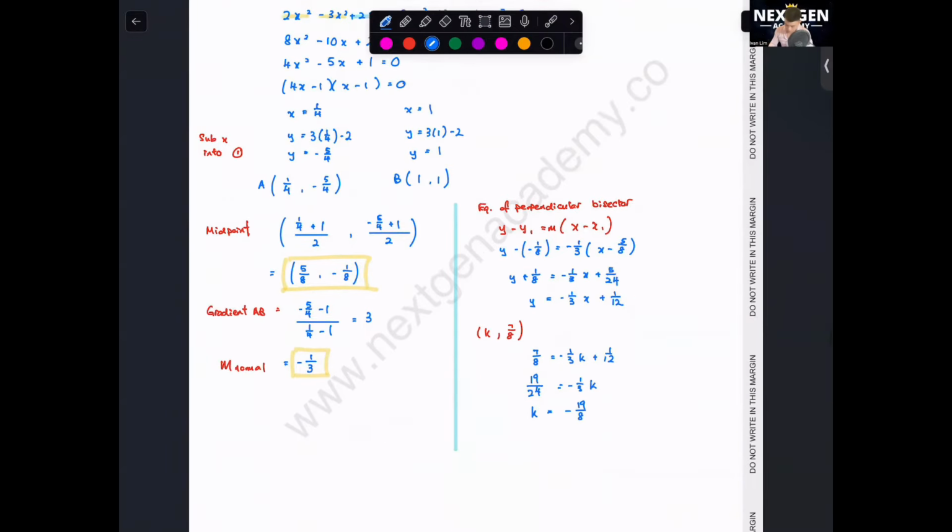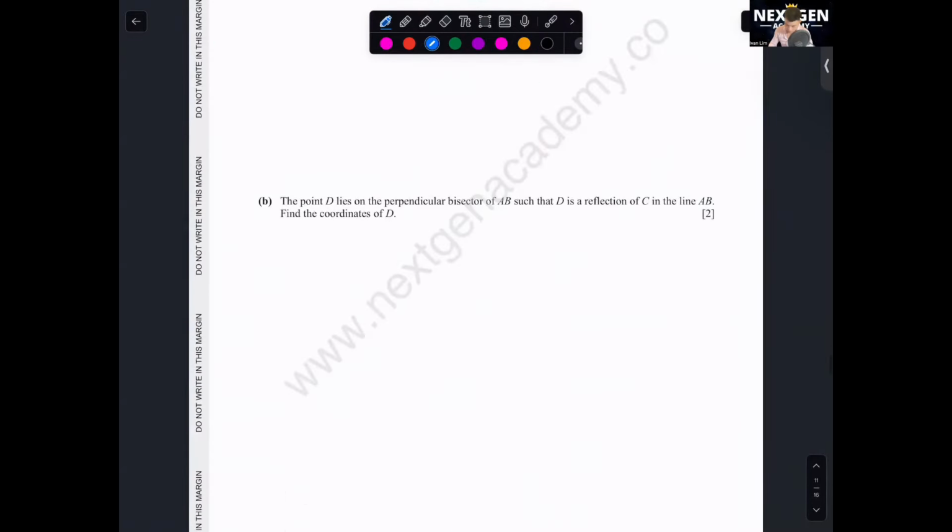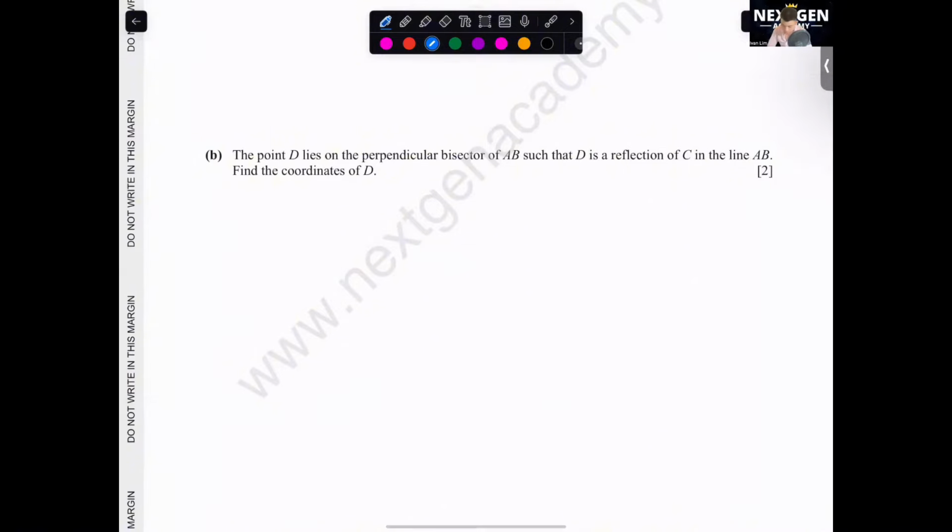Okay, question B, this one just now you all said that you all get stuck on this. The point D lies on the perpendicular bisector of AB such that D is a reflection of C in the line AB. Find the coordinates of D. This is just a 2-mark question.